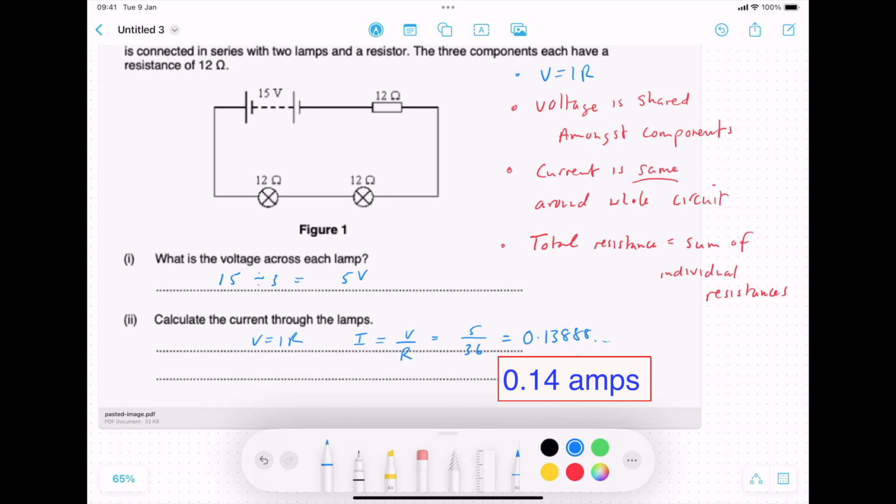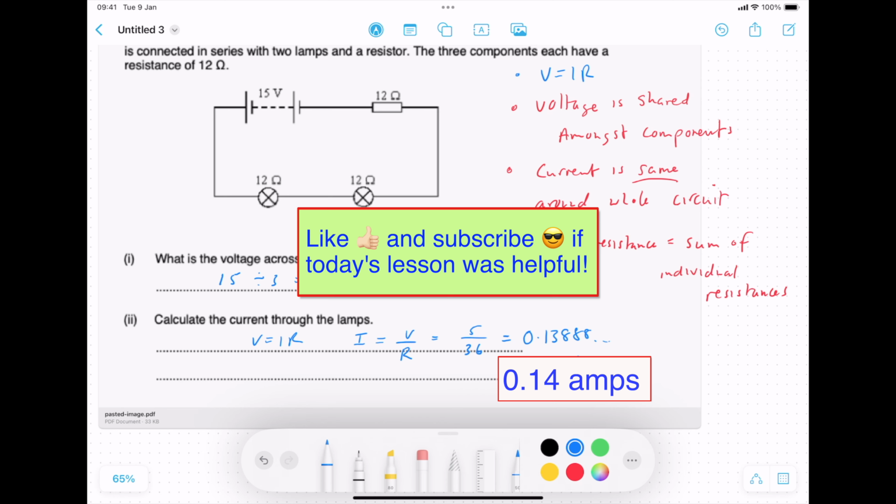So please check out my other videos on series and parallel calculations, as well as a combined question where you have a series and parallel circuit at the same time. Just an extra layer of difficulty there. So work through the series videos first, then the parallel, and then look at that combined one.